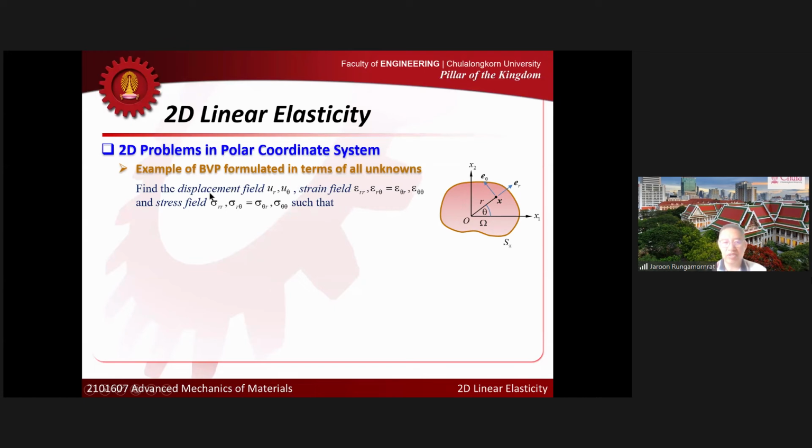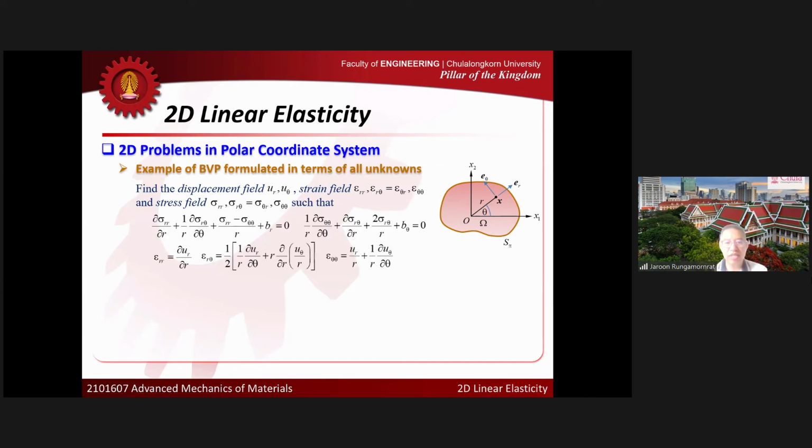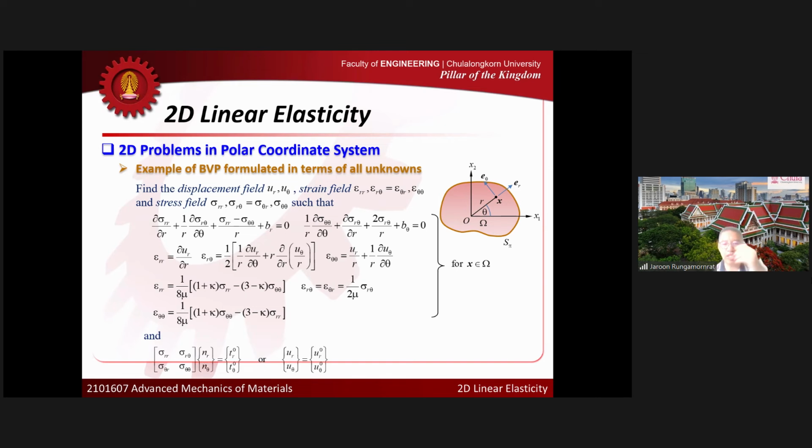So I would like to get all these unknowns in the r-theta system that satisfy the equilibrium equation, strain-displacement relationship, and stress-strain relationship, and all these equations have to be satisfied at every point x in the body. And also we need to have the boundary conditions. Again, the boundary conditions have to be expressed in terms of quantities in the r-theta system. So we can have the traction condition and we can have displacement boundary conditions.